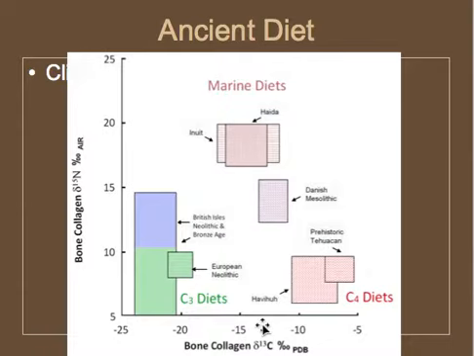So here you can see, for example, this is the Inuit who live in the Arctic, the Haida live in the northwest coast, big marine intake, right? Not too surprising. The Danish Mesolithic, right? They were eating lots of seafood.